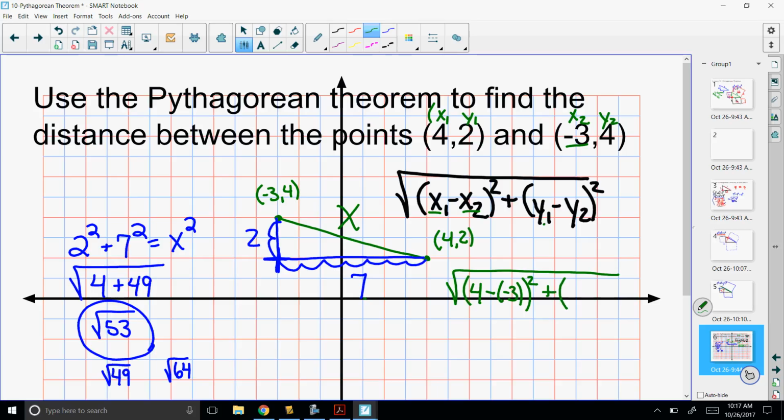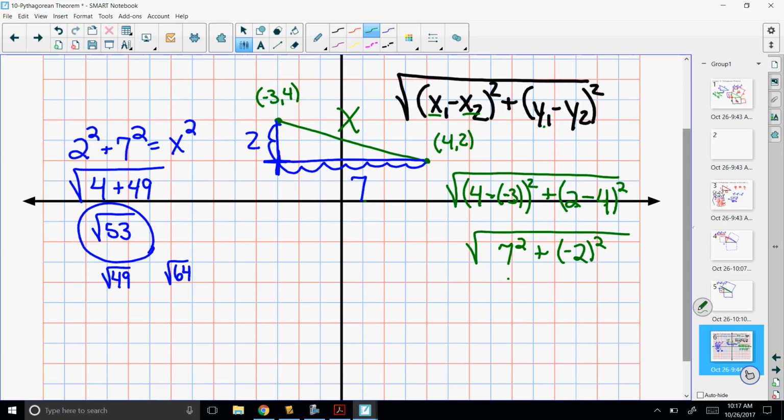And then what's your first y value? 2 minus the second y value, which is 4. Okay, here's what you do. What is 4 minus negative 3? 7, and you square it. Plus, what is 2 minus 4? Negative 2 squared. What is 7 squared? 49. What is negative 2 squared? Negative 2 times negative 2 is positive 4. And when you solve, you get the square root of 53. Same answer, but you got this formula there.